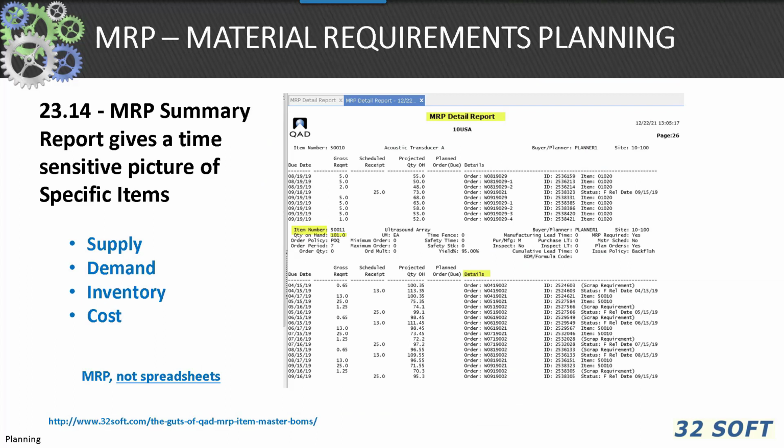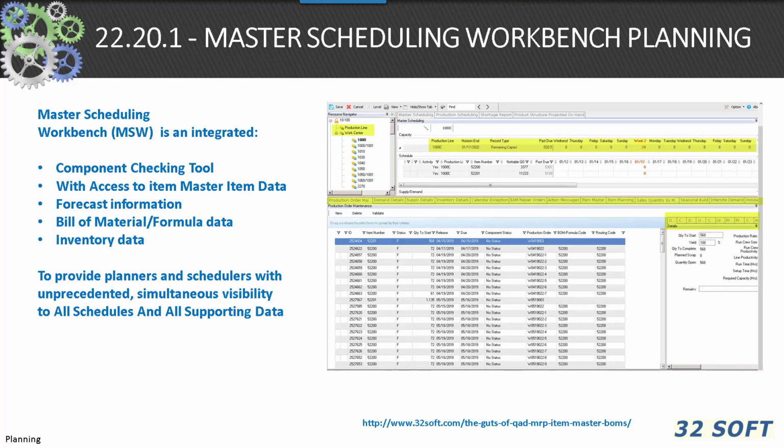In order to understand the impact of a particular item or group of items, you need to understand supply, demand, inventory costs. You need MRP, not spreadsheets. 23.4 gives a time-sensitive picture of specific items. You need to know how to read this and what it means. MRP is the ability to visualize your supply chain.